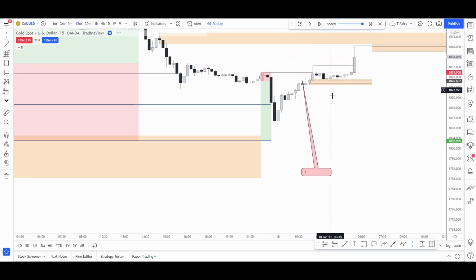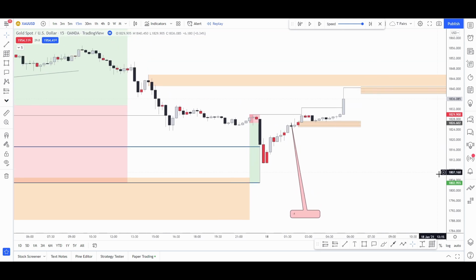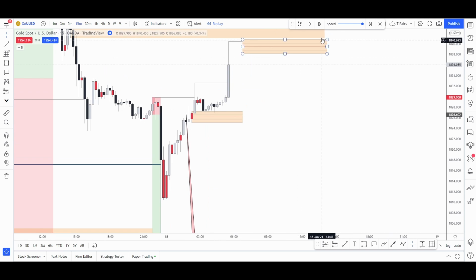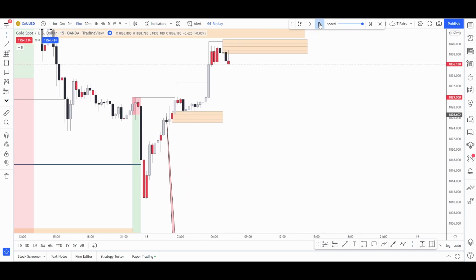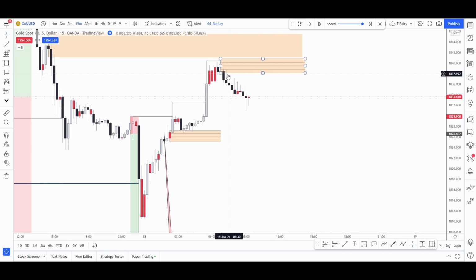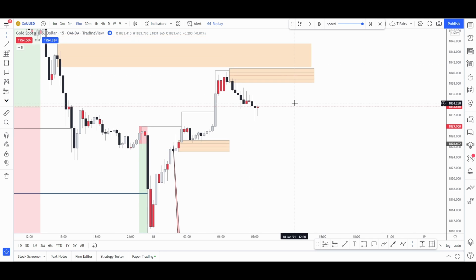Drop back to the 15-minute, see where we're going. I can't remember the purpose of that now. Anyway, let's keep going. Right, so price hasn't come back in. We got a break of these. Price hasn't come back in today yet.